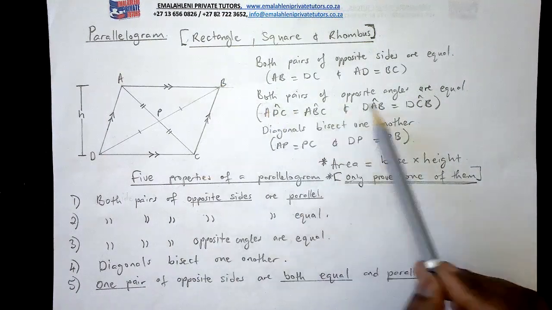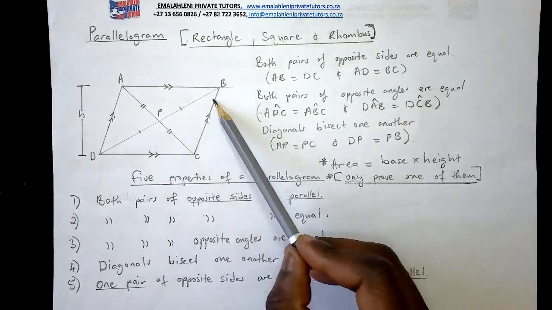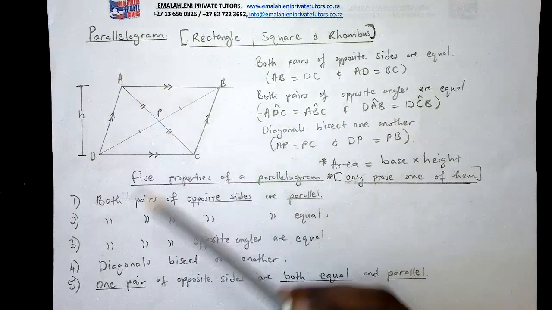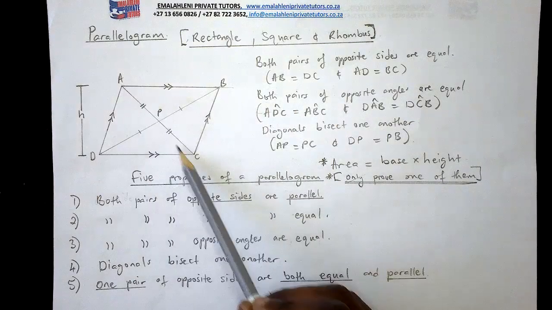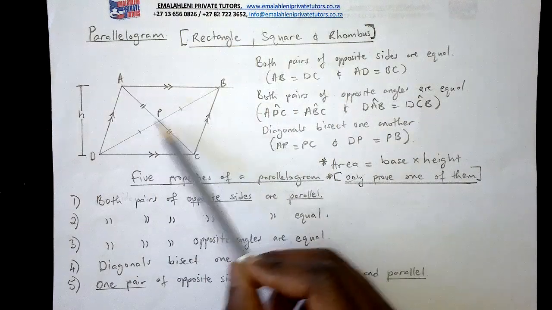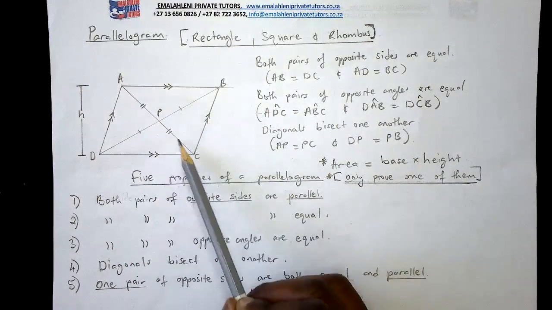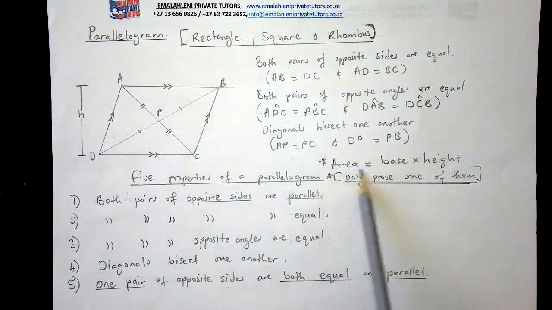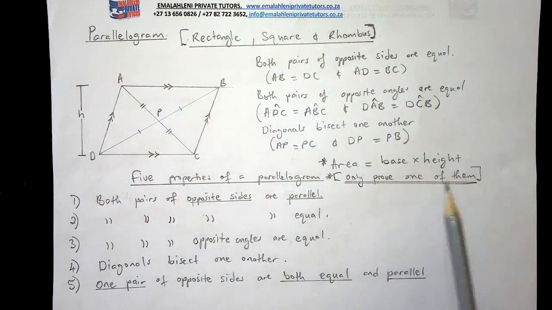Then both pairs of opposite angles are equal, meaning this angle here and this angle are equal, and this angle here and this angle here are also equal. Then diagonals bisect one another, meaning each diagonal cuts the other diagonal in half. So this side is equal to this side, and this side is equal to this side. Then the area of any parallelogram is base times height. You must have a base and a height, then you can get your area.